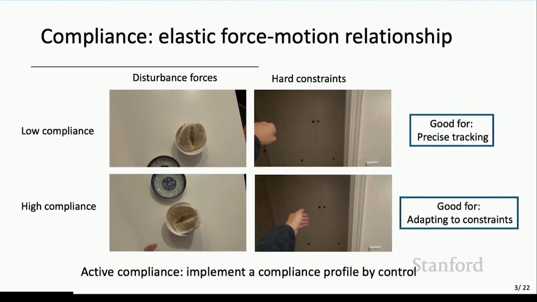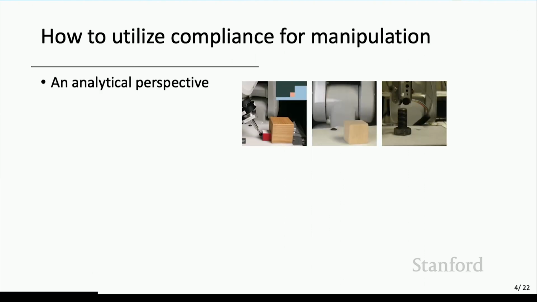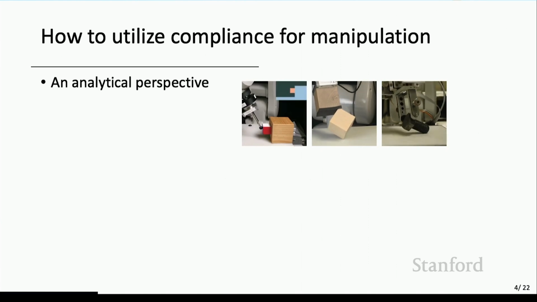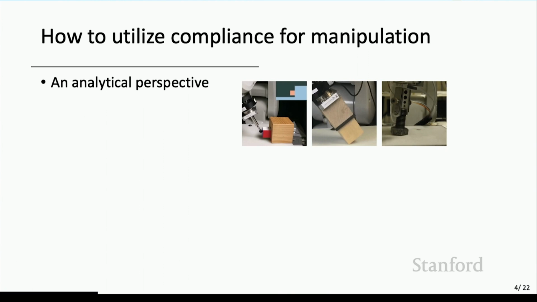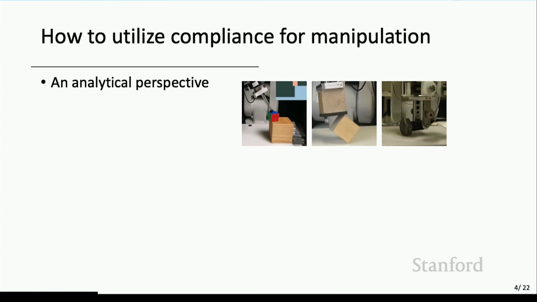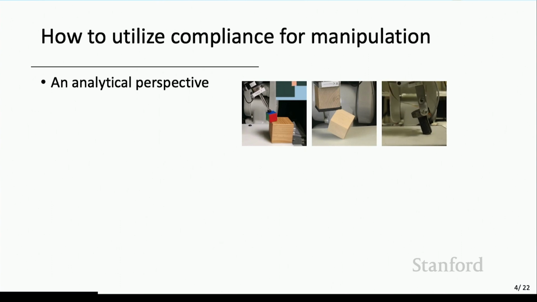This brings us to the question: for manipulation, can we design our control to take the best of both worlds? That's basically the central question I'm trying to answer today. I'm going to give you answers from two perspectives. First is an analytical perspective, in which I'm trying to explain how exactly compliance helps in manipulation, and how we can best utilize the helpful bit.